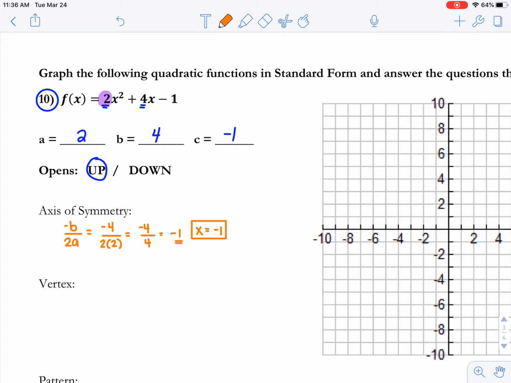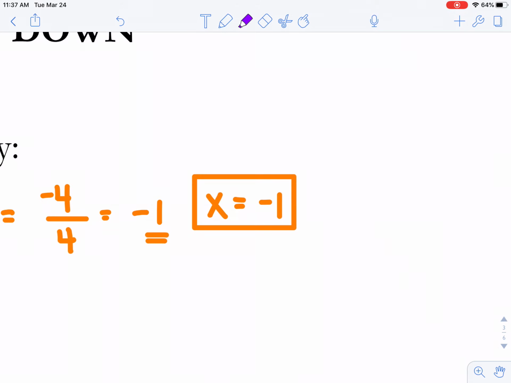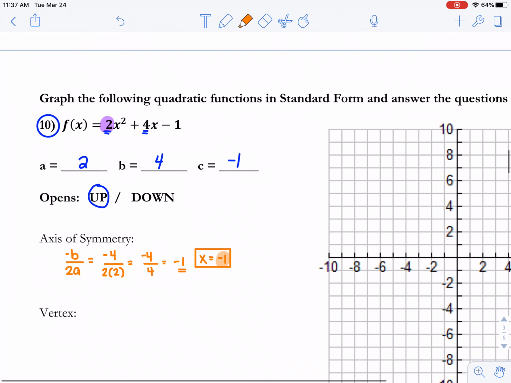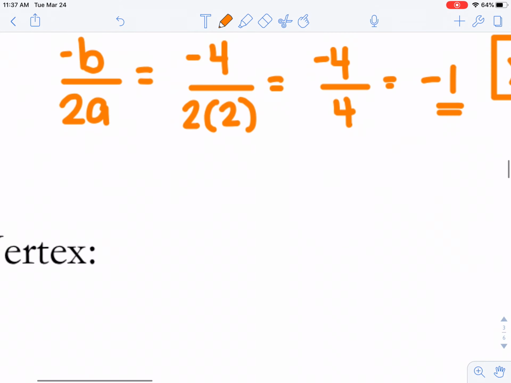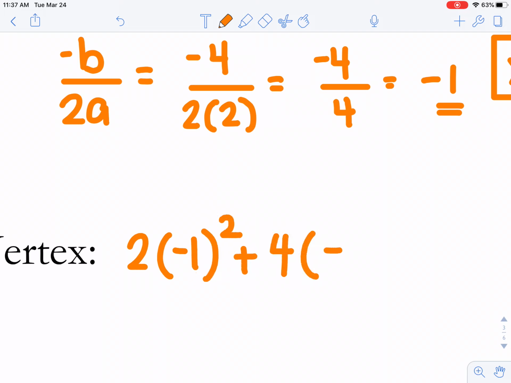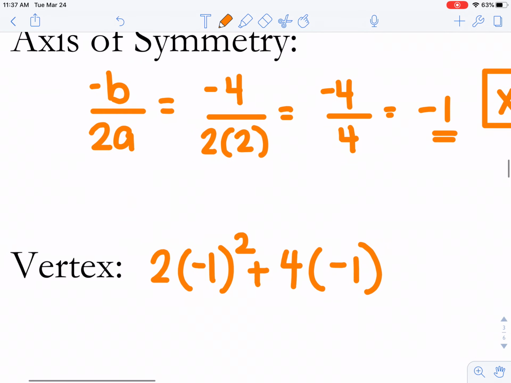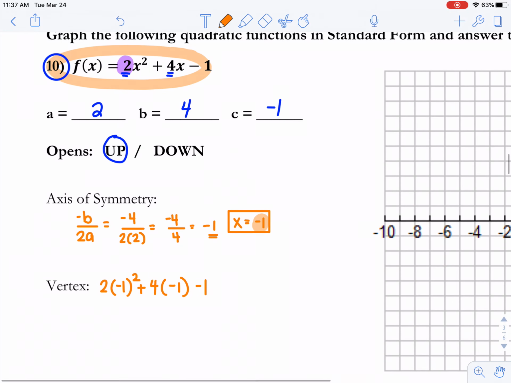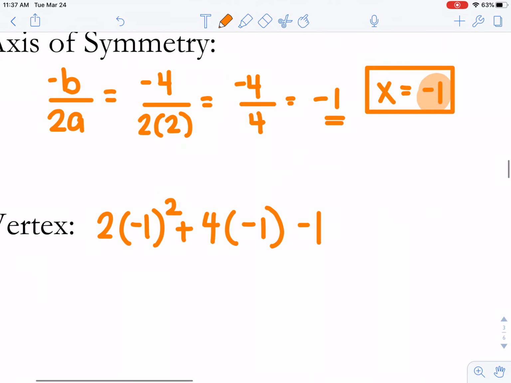Now, that gives me the x value of my vertex as well, but I have to still find the y value of my vertex. In order to do that, I'm going to take this x value that I found and plug it in for x into the function that they gave me, f of x. So it's going to look like this: 2 times (-1) squared, plus 4 times (-1), minus 1. All I did was replace all the x's in the function with -1.